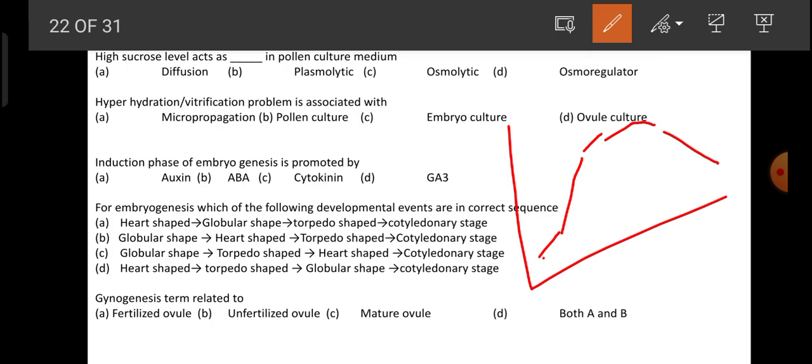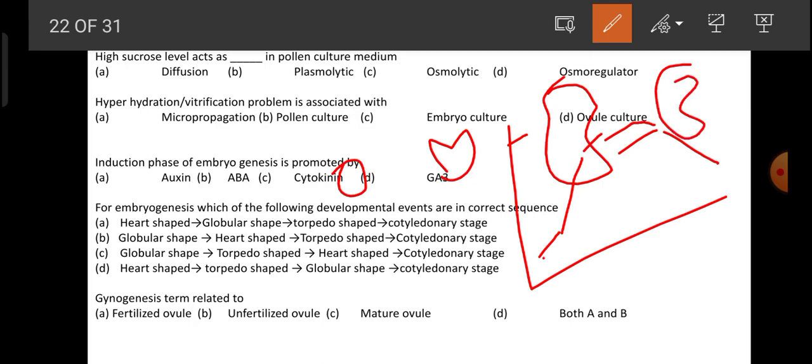Next question, for embryogenesis, which of the following developmental events are in correct sequence? So the correct sequence is asked. I'll just give you the answer here, because if I read out all the options, you will get confused. The correct option is B, that is first the globular form will come out, then it will become heart shaped, then torpedo shaped, then cotyledons will come. So globular, heart shape, torpedo, cotyledonary is the correct answer for embryogenesis.